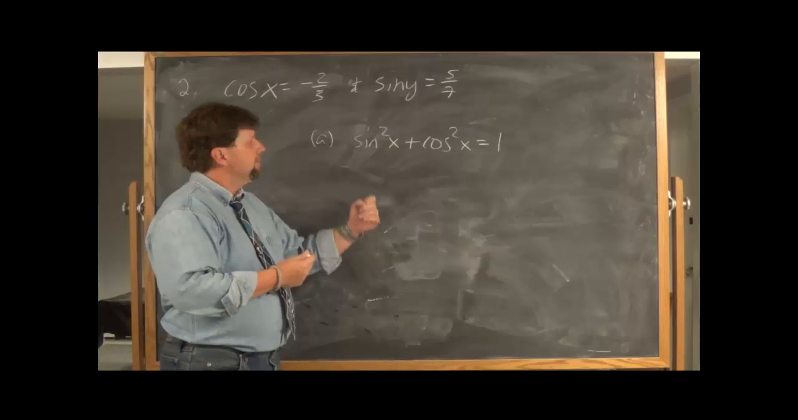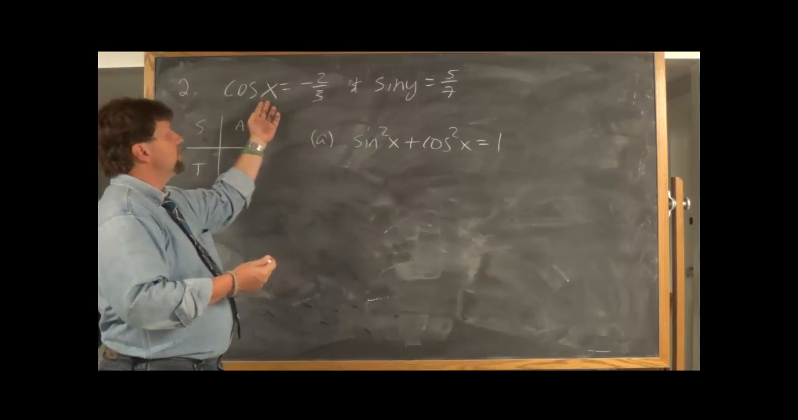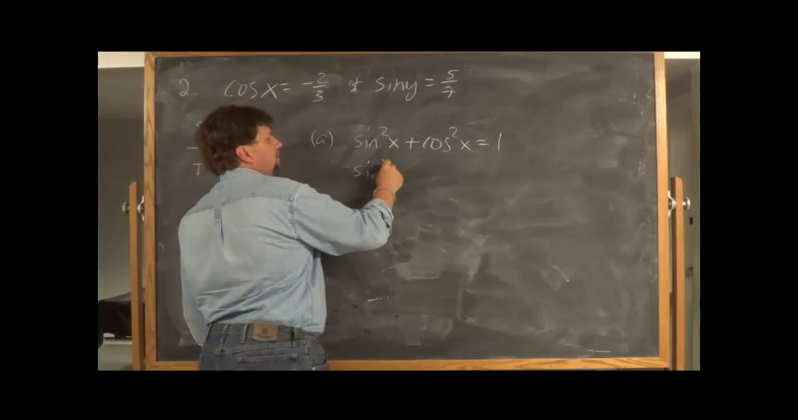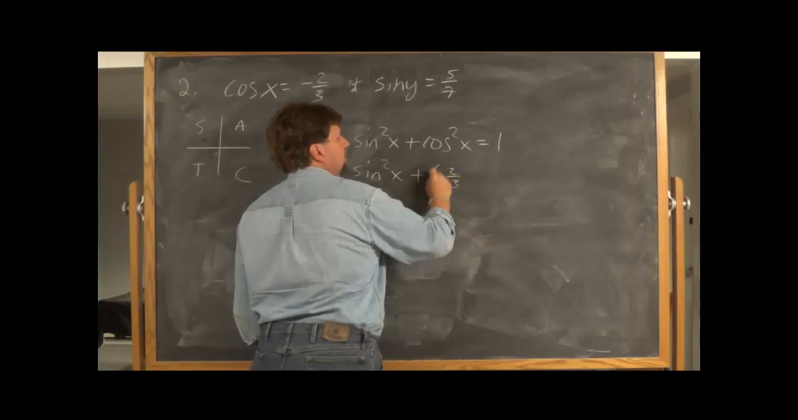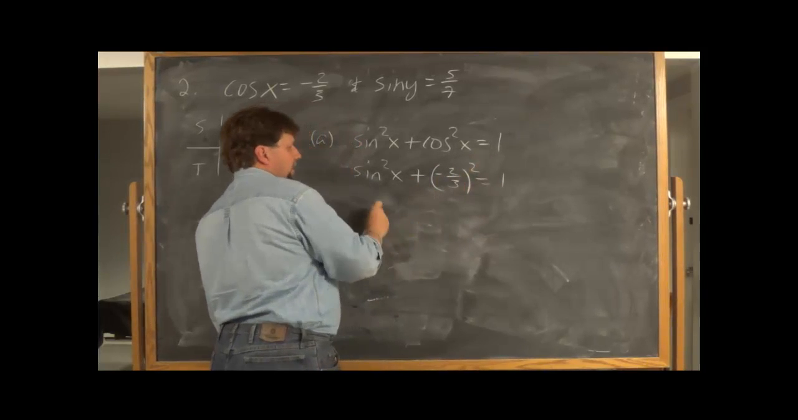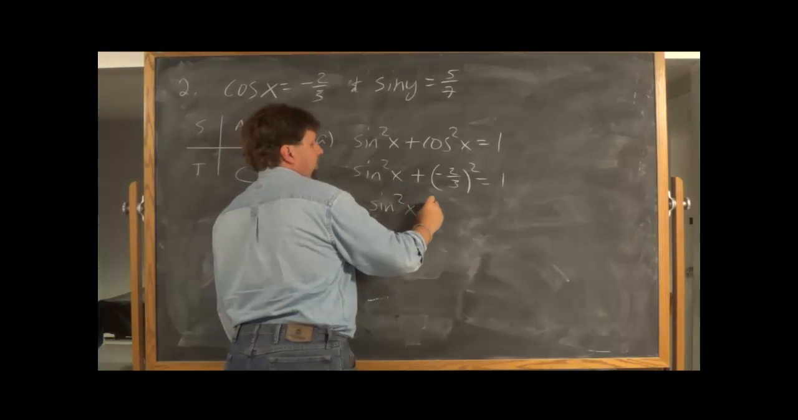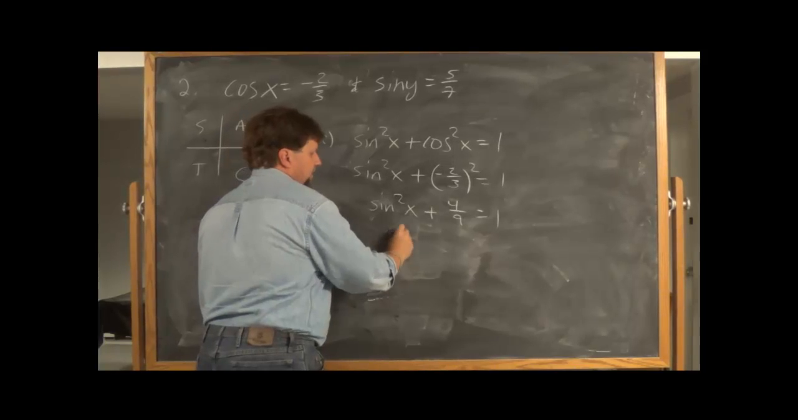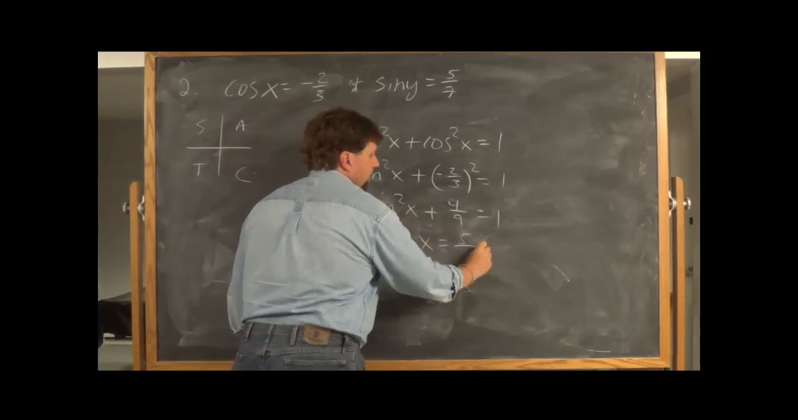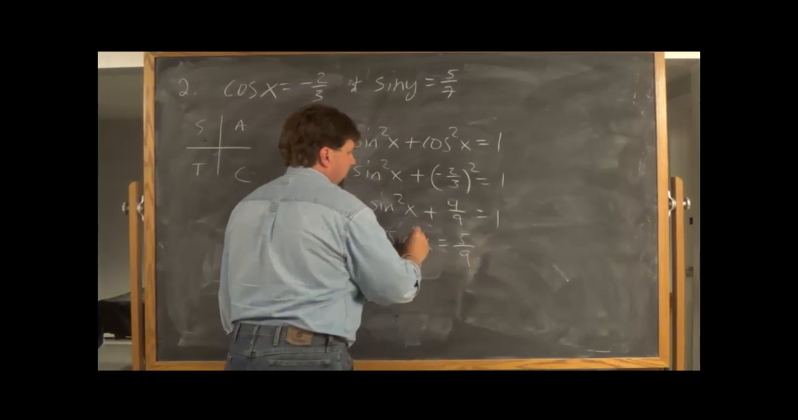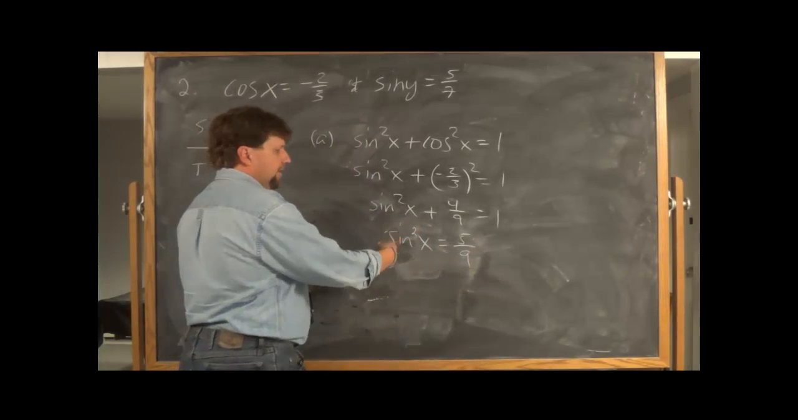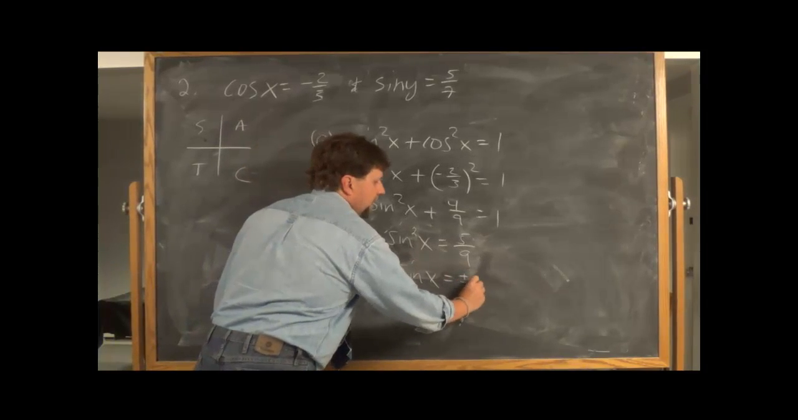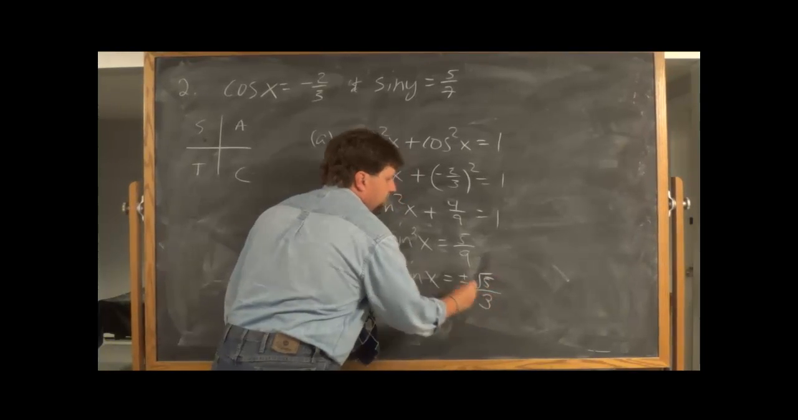But in any event, for this one, I know cosine of x is negative 2/3, so I toss negative 2/3 in for cosine of x. And when I square negative 2/3, I get a 4/9. I subtract 4/9 from both sides. And that gives me sine squared of x is equal to 5/9. And then when I take the square root of both sides, I get the sine of x is plus or minus square root 5 over 3.